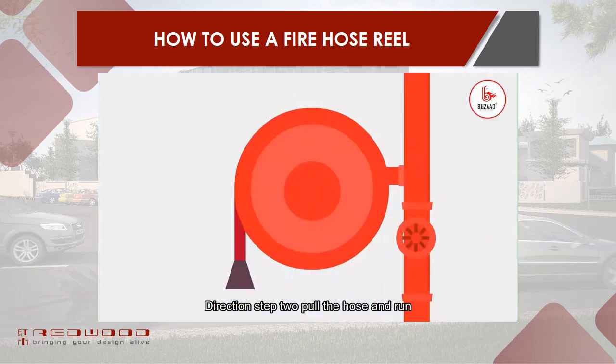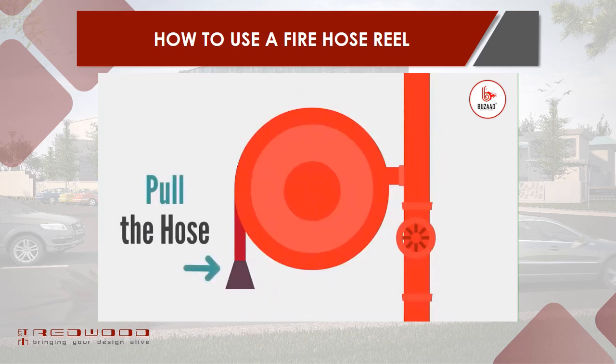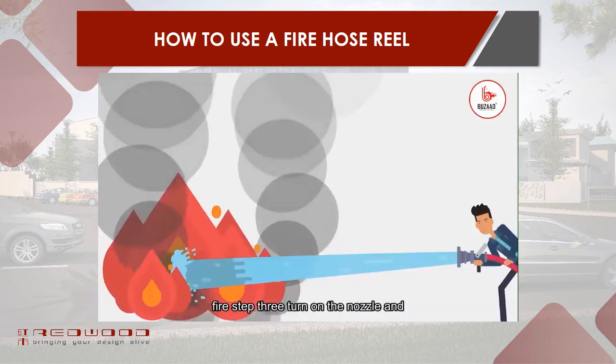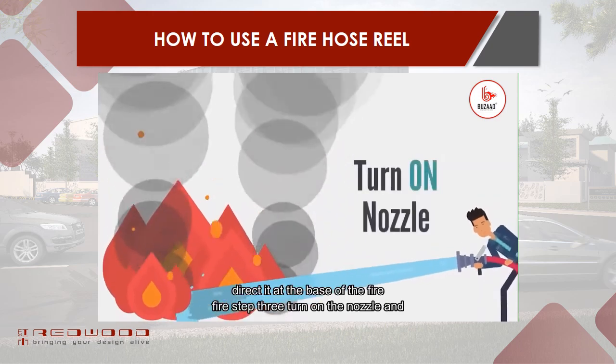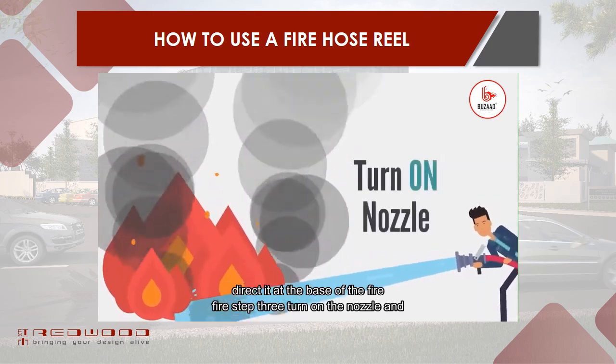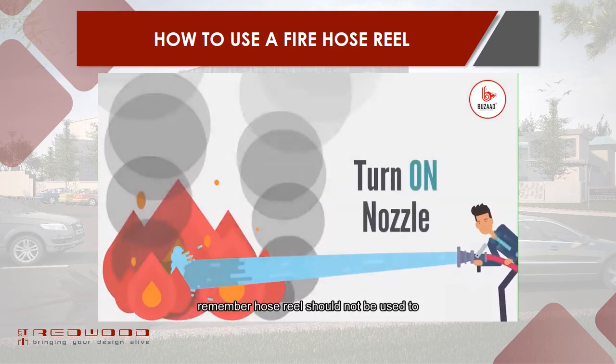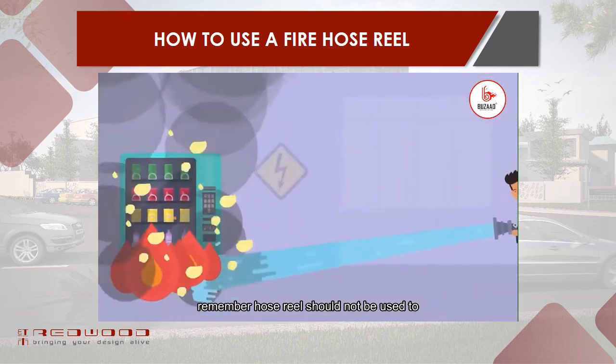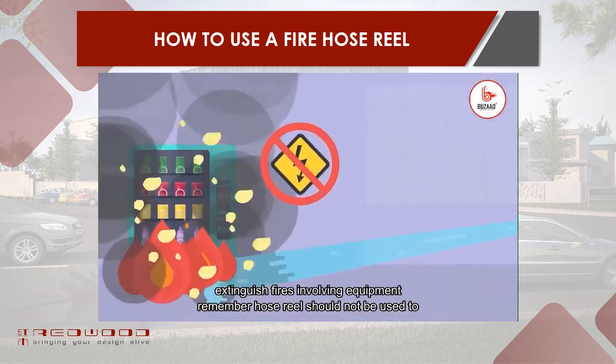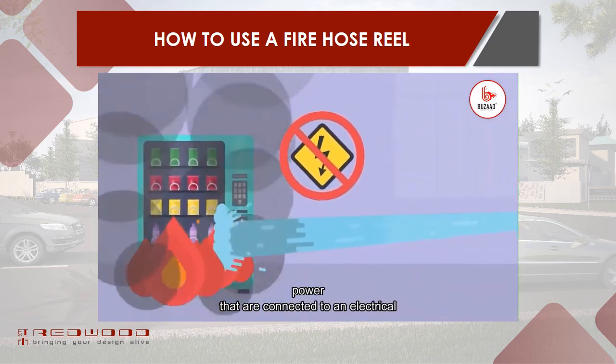Step 2. Pull the hose and run it to the fire. Step 3. Turn on the nozzle and direct it at the base of the fire. Remember, hose reels should not be used to extinguish fires involving equipment that are connected to an electrical power supply.